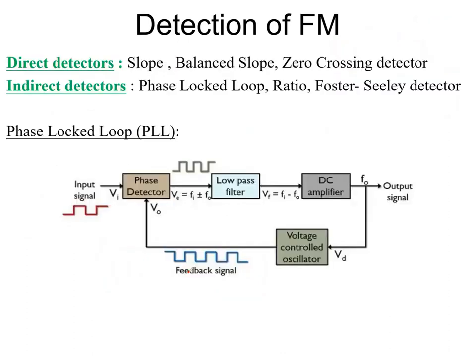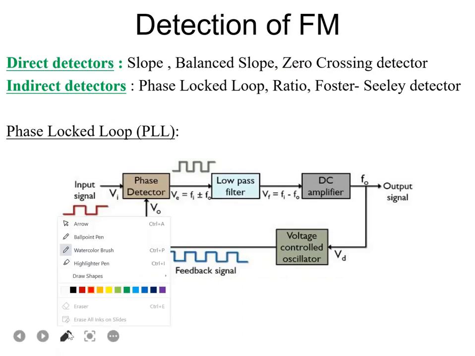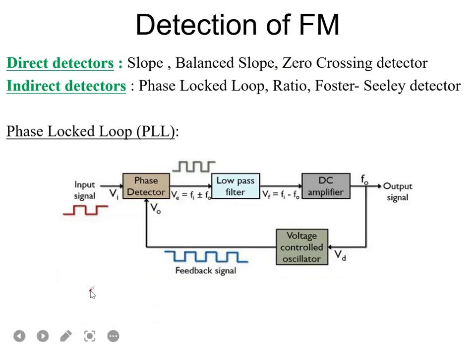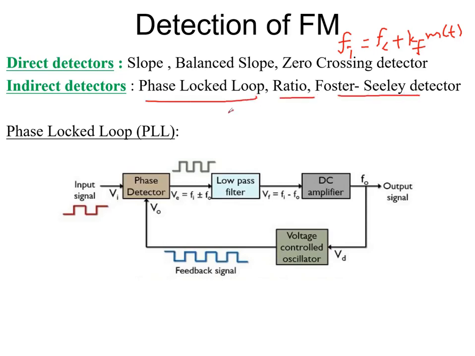Then there are so many different varieties of detectors for FM: direct detectors and indirect detectors. Slope detector, balanced slope detector, and zero crossing detector all come under direct detectors, where you use the basic principle of instantaneous frequency, fc plus kf times m of t, for differentiating your output. Whereas going to the indirect method, the phase lock loop is very famous. Here you use phase information phi of t.